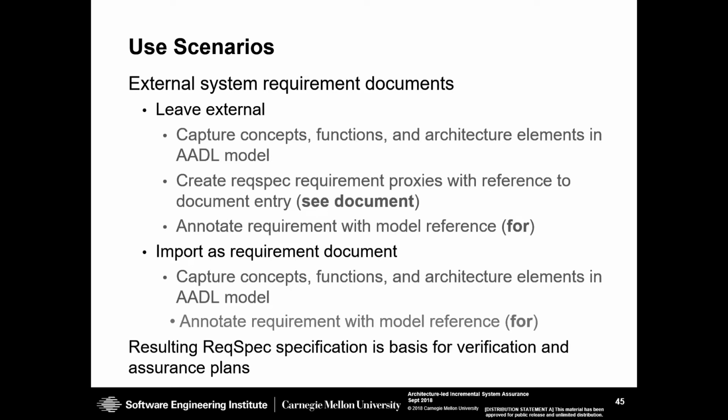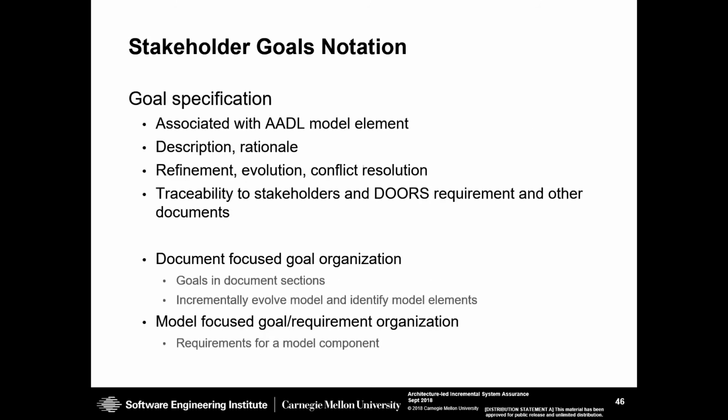And we can also import the thing the same way we can import the goal document and then massage the ReqSpec. But the resulting ReqSpec specification of system requirements becomes the basis for verification and assurance plans. So on the stakeholder side, the goal specification is similar to requirement, except that it's a little less formal, more flexibility, and you identify stakeholders and reference to other documents if necessary. You can have a document-focused organization, that is, you can put the goal document with sections and subsections and then finally the goals, or you can organize it around concepts in an AADL model.